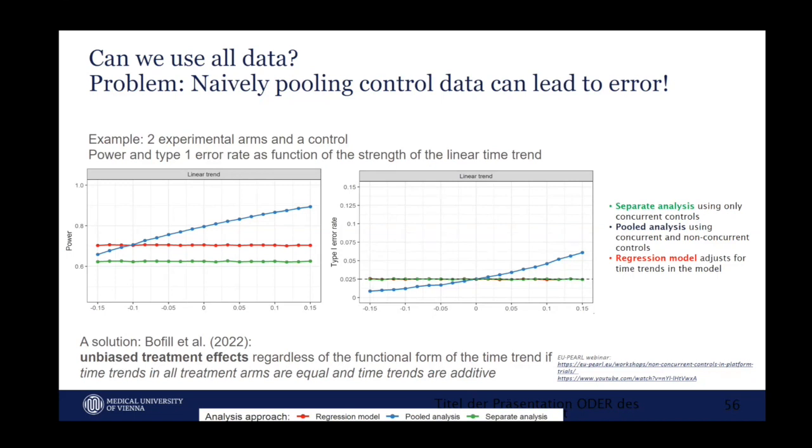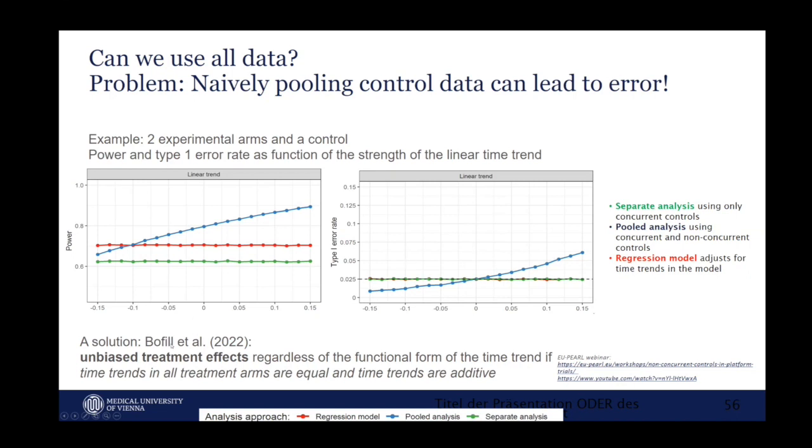So this is the blue line, the pooled analysis, because here, depending on which time trend you have, you might see a huge inflation of the type 1 error rate. However, the regression-based model controls the type 1 error rate. When we compare, for example, two treatment arms against the control, on the x-axis we see the strength of the time trend. You can see the green, we have separate analysis, and the regression-based model both control that, but here, when we simply pool the data, we would have inflation.